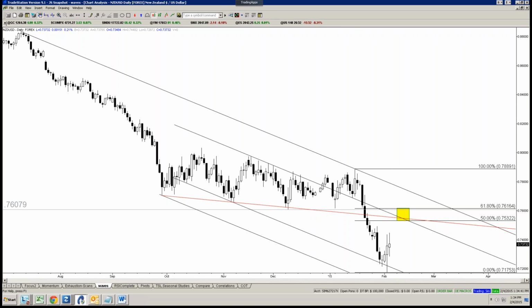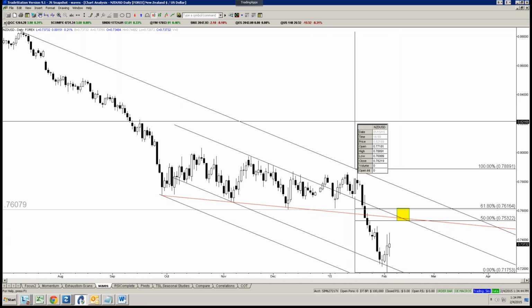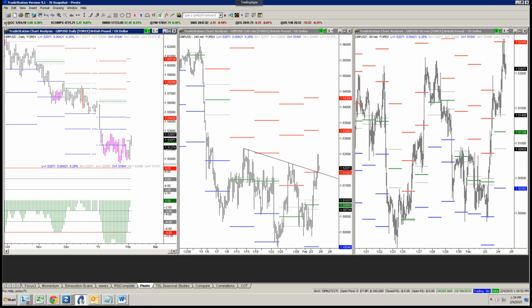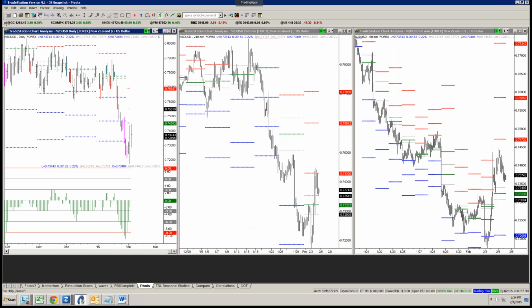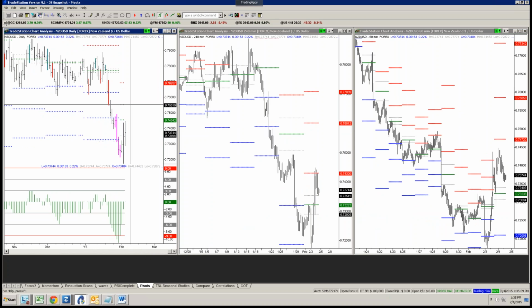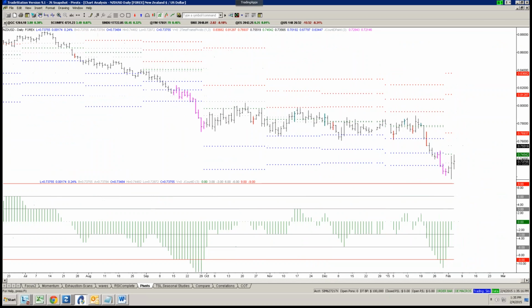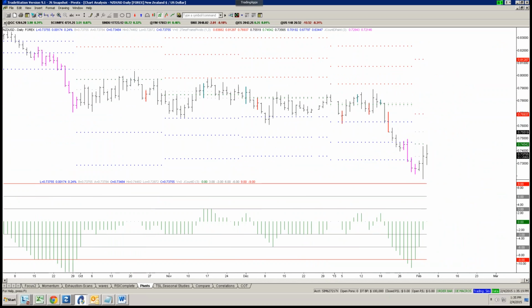Okay, not only do you have the 50% retracement of the decline from 115, okay, or the high so far for this year, but you also have, if I pull up some pivots, the pivots here, 75.50 is also the pivot high area, okay, for this month, for February. Okay, a pivot high, by the way, so it makes part of the pivot zone.